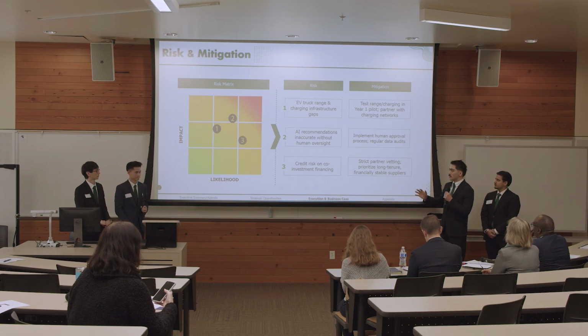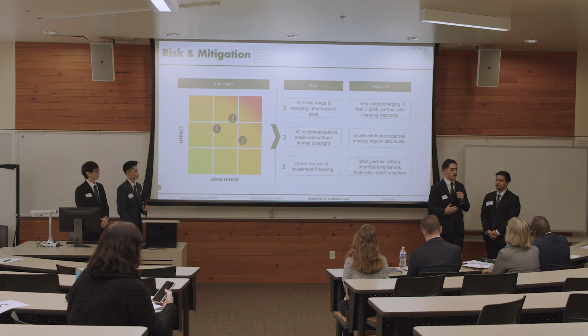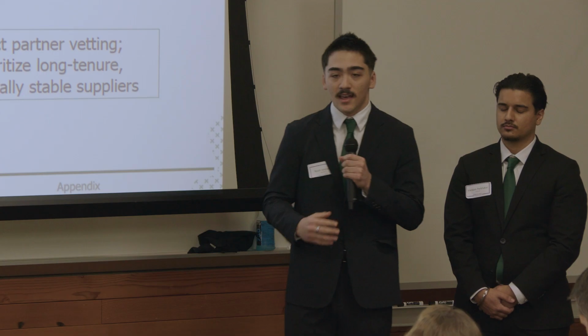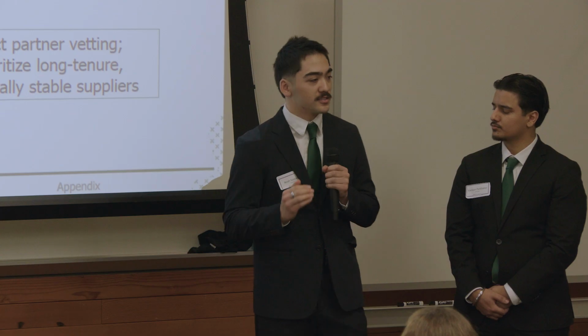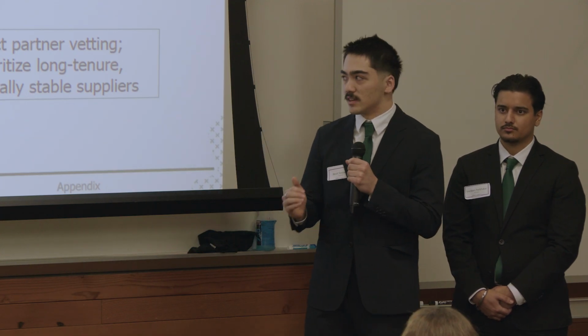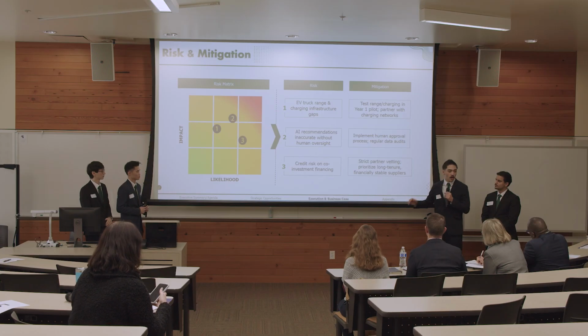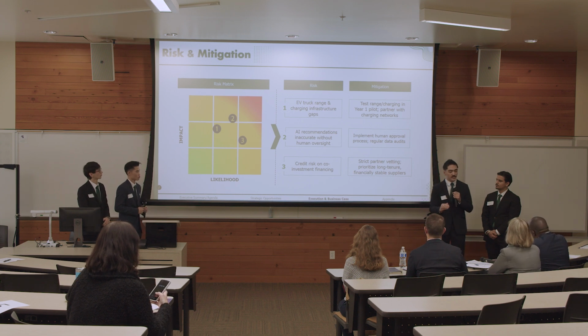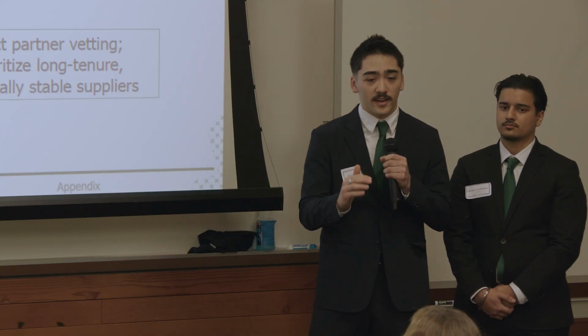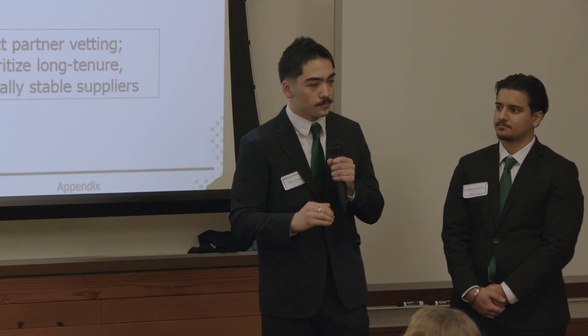For our AI recommendations, you could run into inaccuracy problems like AI does today. And this is going to be solved with a human approval process and running regular data audits on this AI optimization. And for credit risks on the investment, we could run into that problem. And this is going to be solved with a strict partner vetting process. We're going to prioritize our long-tenured vendors and suppliers first.